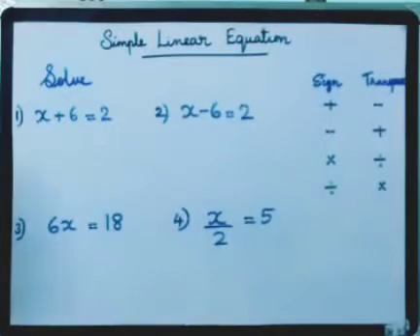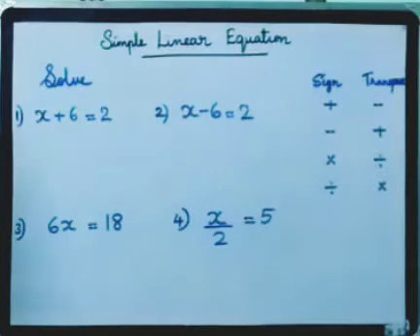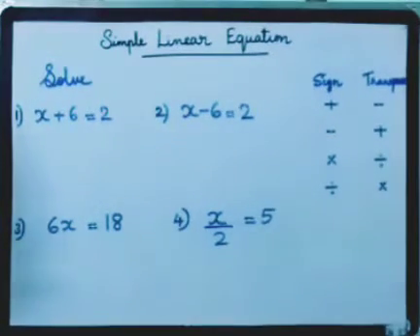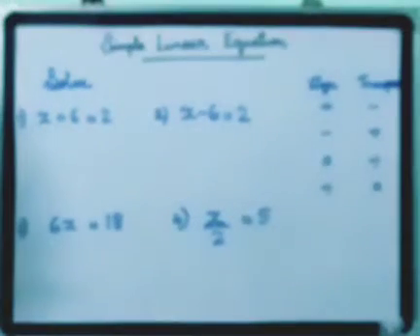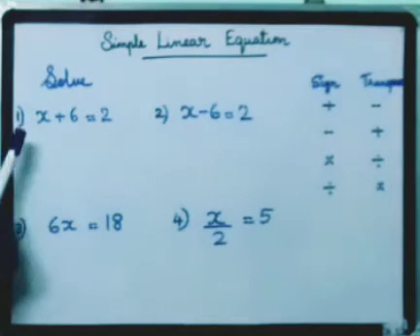Children, today we are going to solve the problems in simple linear equations. So you know what is a linear equation? An equation is said to be a linear equation if it contains only one variable with highest power 1. I'll explain once again. An equation is said to be a linear equation if it contains only one variable with highest power 1. Now look at this question.